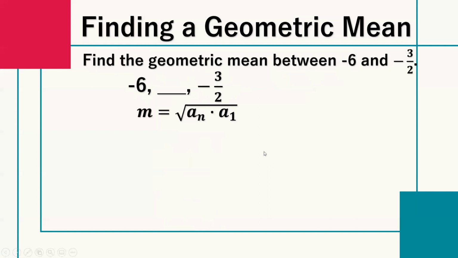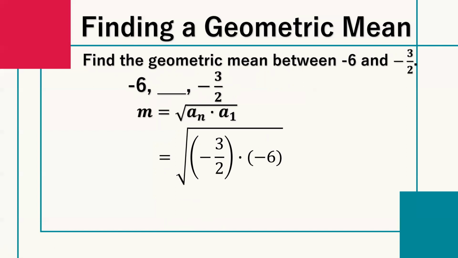Another example, find the geometric mean between negative 6 and negative 3 over 2. So same process, multiply the last term and the first term, negative 3 over 2 times negative 6, that is equal to positive 9. Paano nakuha sa 9? First, multiply the whole number, negative 6, dito kay numerator. We have negative 6 times negative 3, that's equal to positive 18. Then divide it by 2, that is equal to positive 9. Kaya naging 9 yung sagot natin.